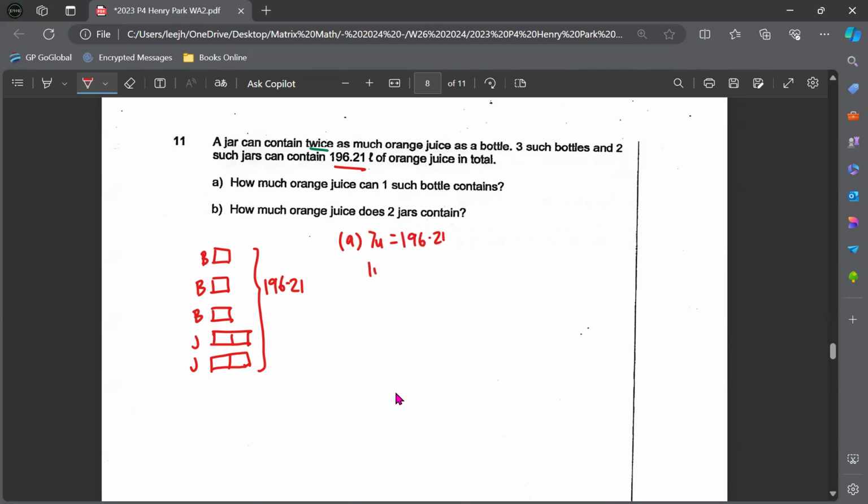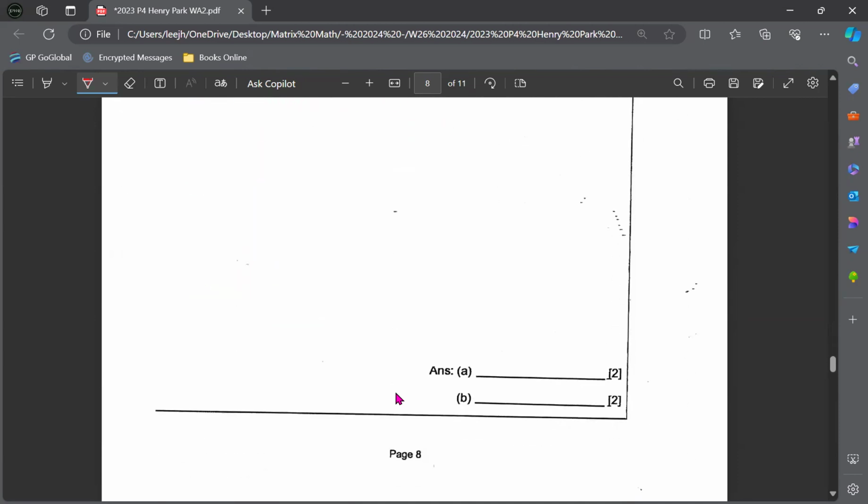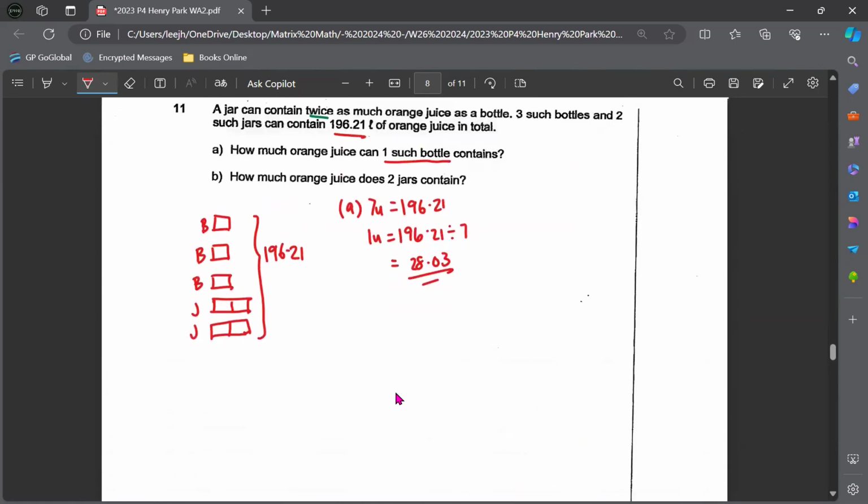196.21. So for 1 unit, 196.21 divided by 7, which is 28.03. This is orange juice for one bottle. So one bottle is just 28.03. So we fill up 28.03 liters.